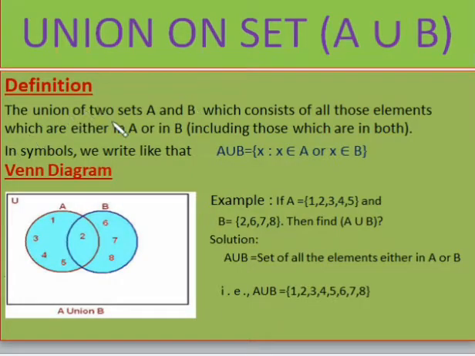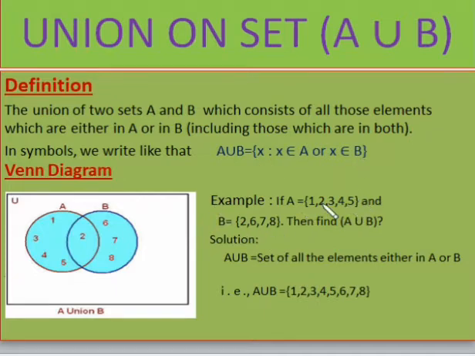What is its definition? The union of two sets A and B consists of all those elements which are either in A or in B, including those which are in both. In symbols we write A union B. This is the symbol of union. It means such elements are considered which either belong to A or belong to B.